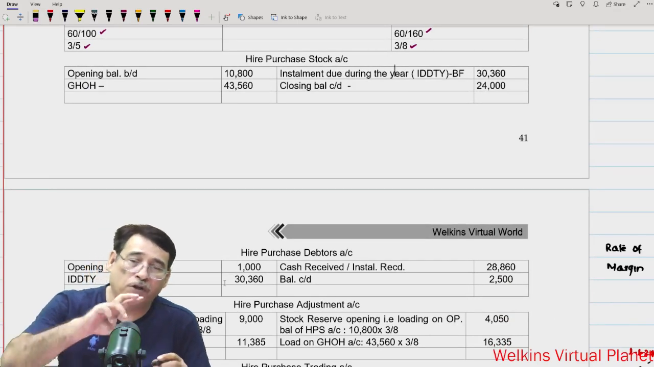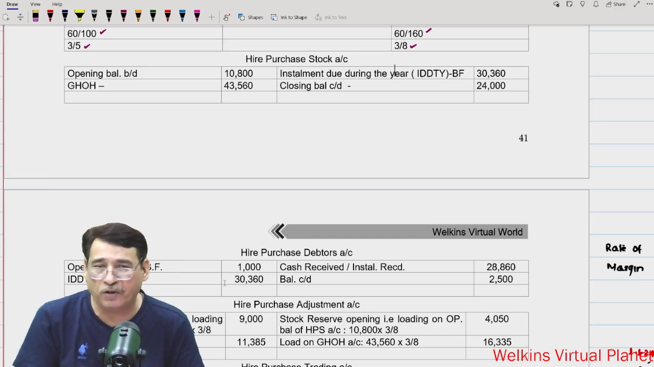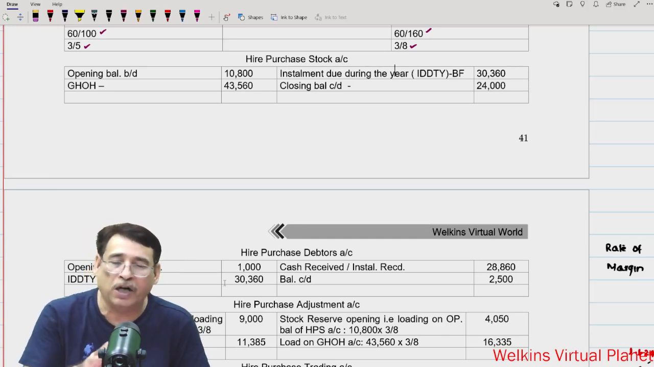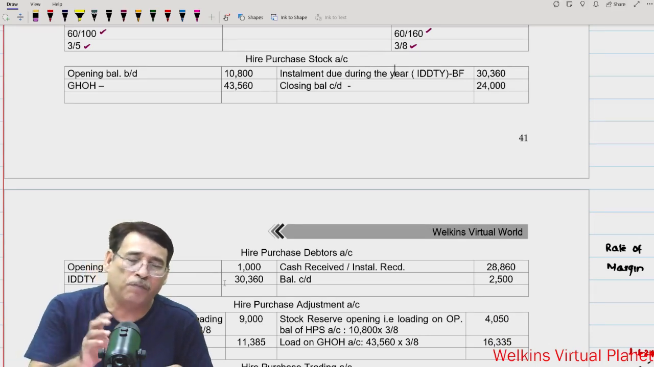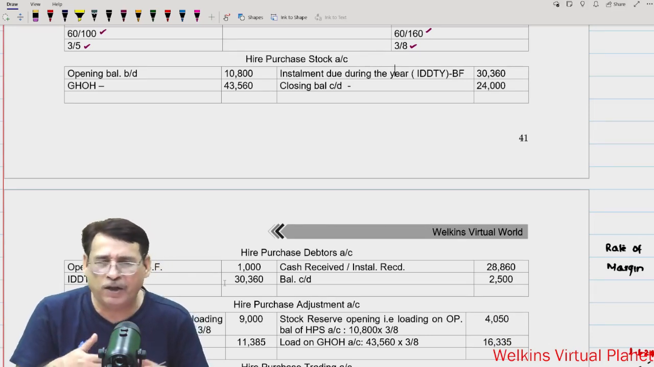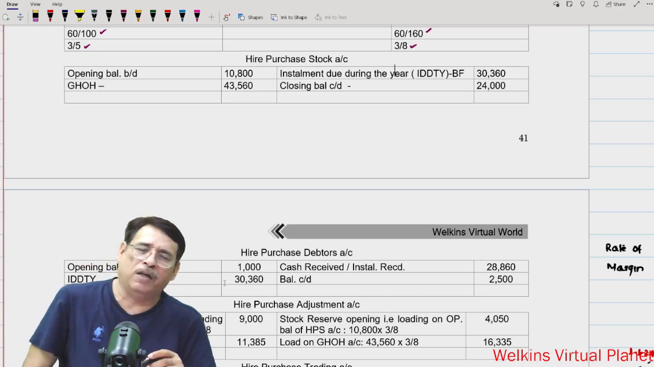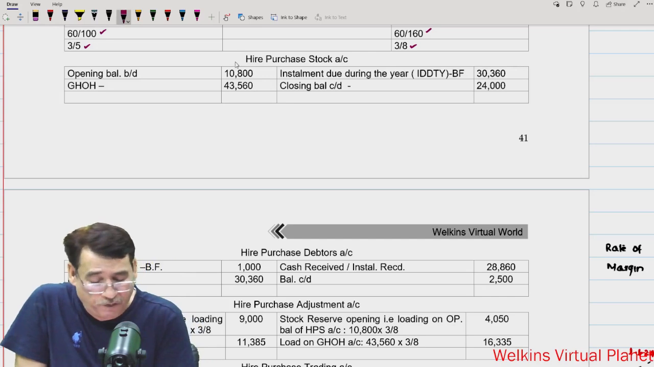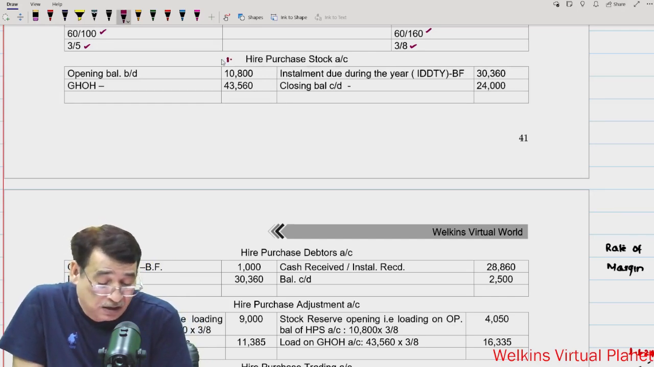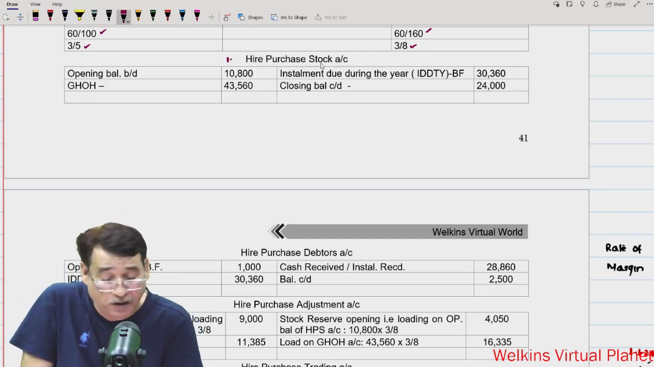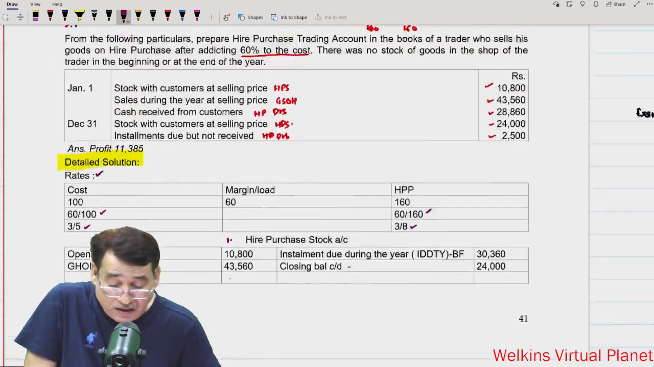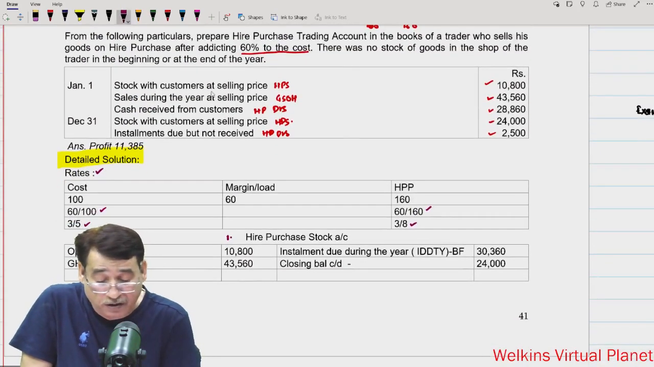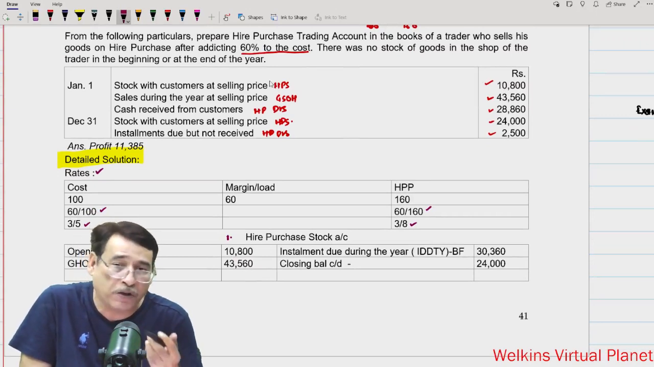In this particular question, no information related to the stock in shop account or godown account is given. I already told you that more often than not you are going to find that stock in shop information is not given, and information related to that account is not of much relevancy. So first we will prepare the first account, the hire purchase stock account. But first, let's have a look. Stock with customer at selling price: I told you this information is related to the hire purchase stock account.